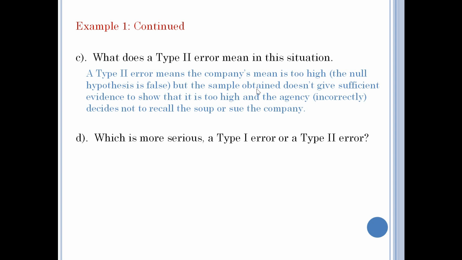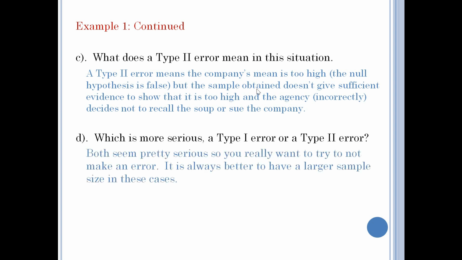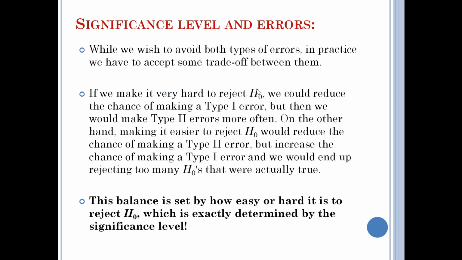So which is more serious, type 1 or type 2? In most cases, both types are serious. You either have financial, legal, or health issues, and you really want to avoid all of these issues. In this situation, it is better to repeat the experiment and have a larger sample size, because whenever you increase the sample size, you are producing more normal values. So we always wish to avoid both types of errors. In practice, however, we have to accept some trade-off between them.